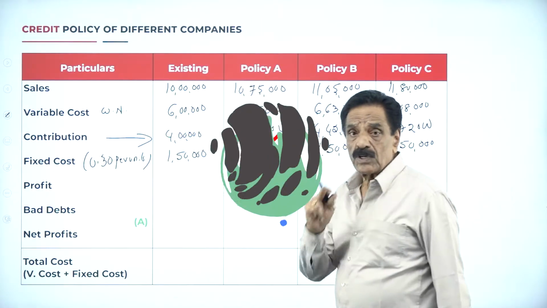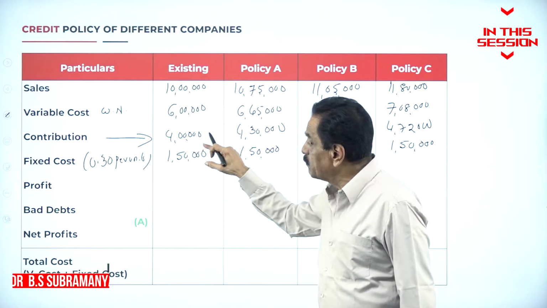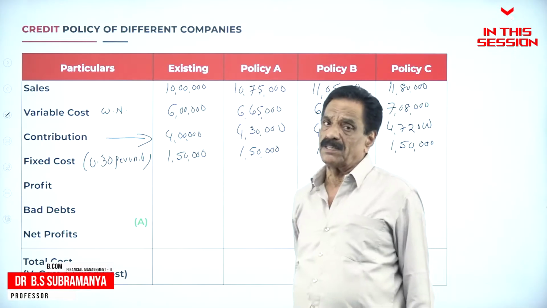Fixed cost value remains constant, variable cost per unit remains constant.